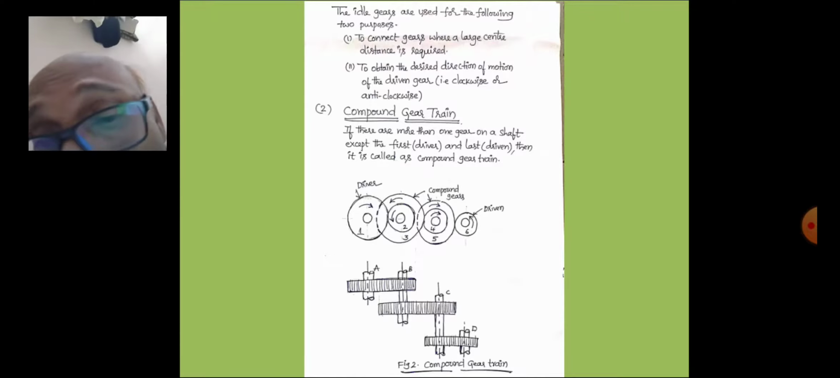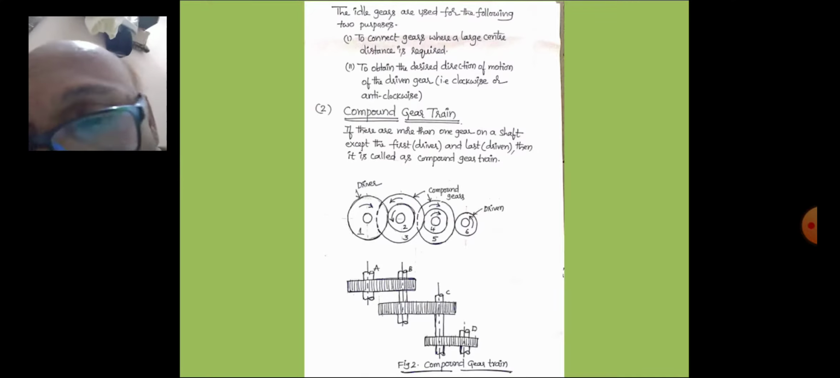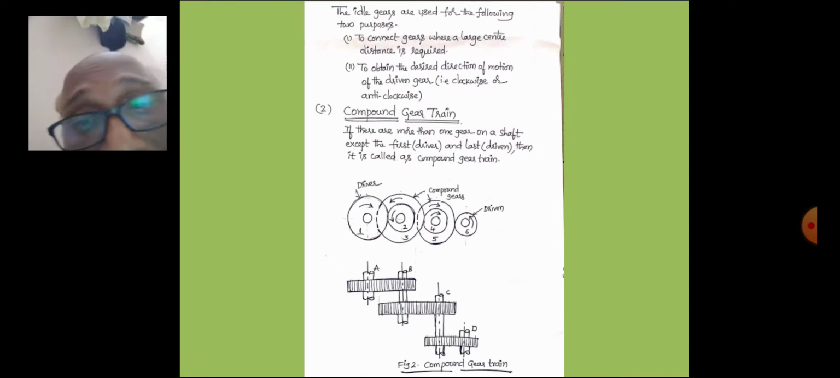Therefore, here 2 and 3 are mounted on one shaft and 4 and 5 are mounted on one more shaft. So shaft B and shaft C are carrying more than one gear, except shaft A and shaft D, which carry only one gear each. Therefore, it is said to be a compound gear train.